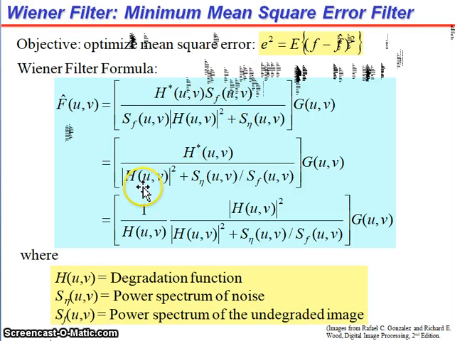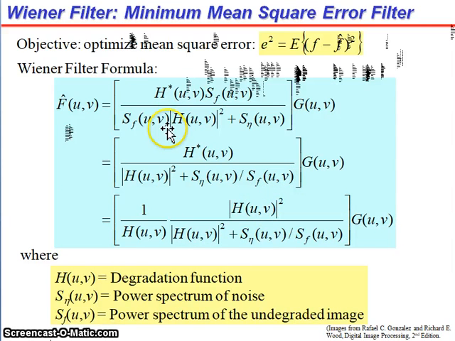Now in the denominator we have mod of H of u comma v whole square plus the ratio Sn of u comma v divided by Sf of u comma v. Of course, H star of u comma v into H of u comma v is nothing but mod of H of u comma v whole square. That's why we multiply the numerator and denominator by H of u comma v. Then you get the formula: mod of H of u comma v whole square divided by H of u comma v into this whole term, into G of u comma v.